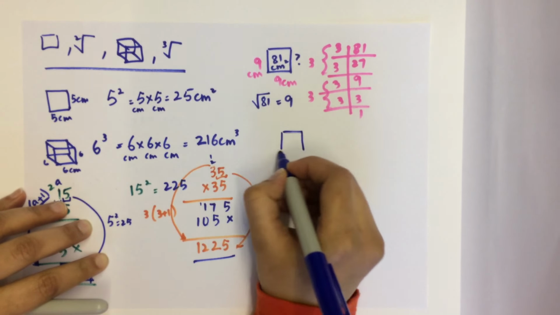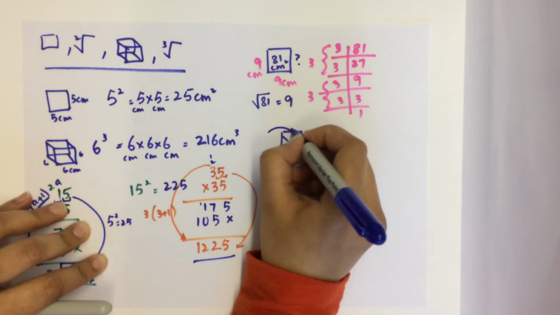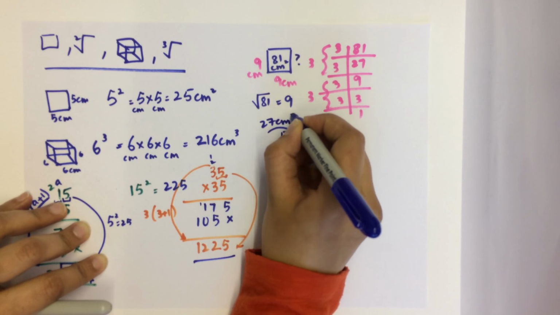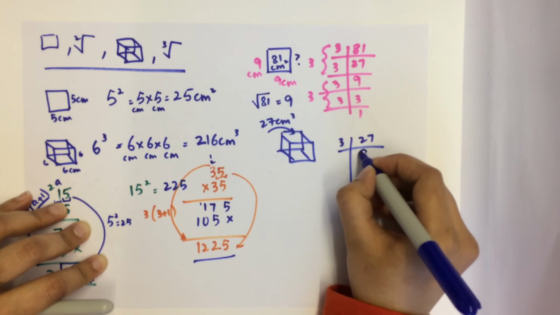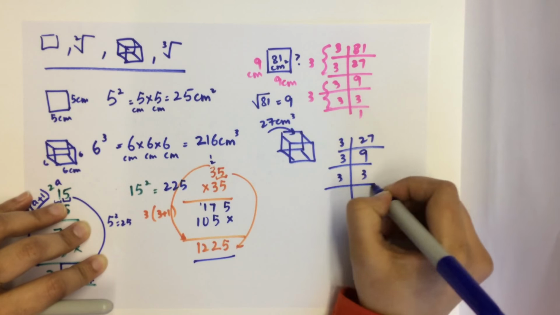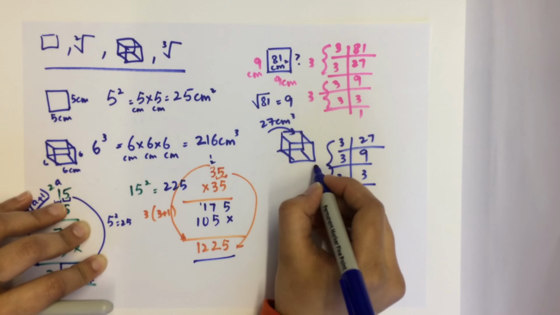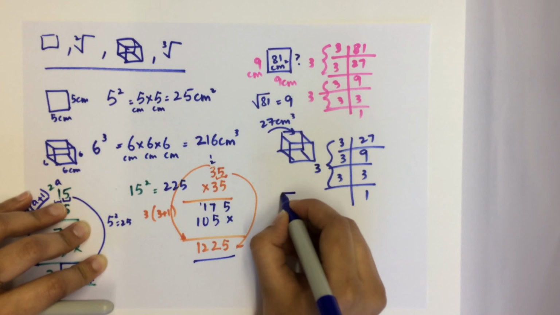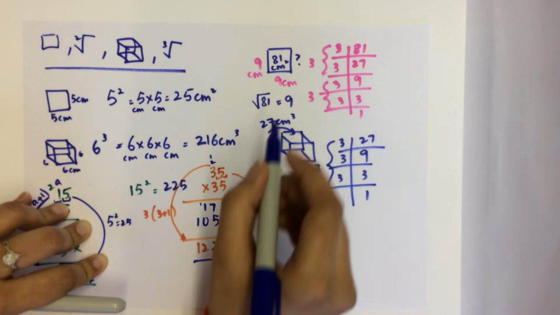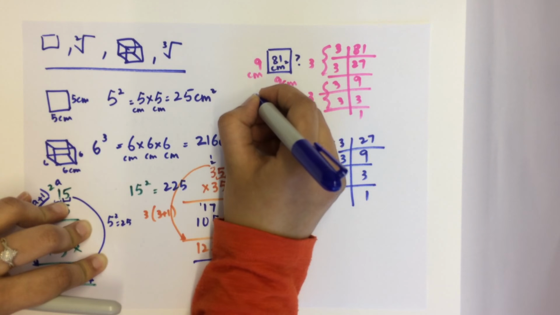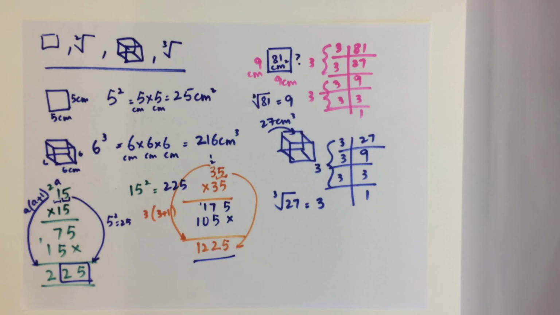Similarly, for cube root, now the volume of this cube, for example, is 27 centimeter cube. This time we will take the LCM again, 3 9 times 27, 3 3 times 9, 3 1 times 3. And now make pairs of 3 because it's a cube root, so pairs of 3. Cube root of 27 is 3. Square root can be written like this, or you can also add a 2 here. Doesn't make a difference.